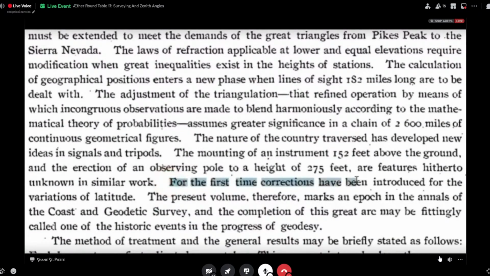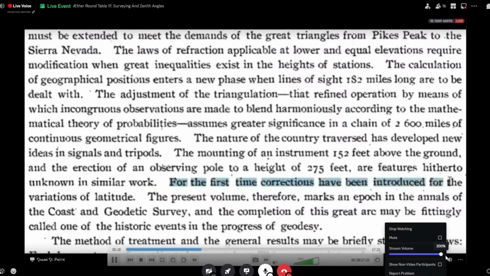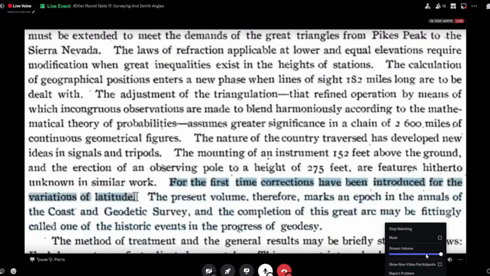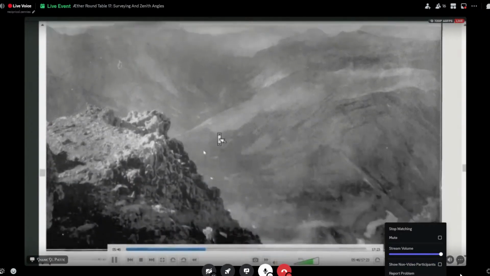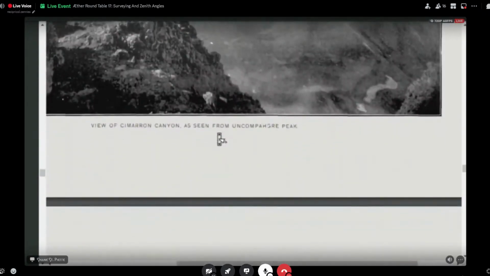For the first time, corrections have been introduced for the variations of latitude, as we said before. So, marks an epoch in the annals of the Geodetic Society. No kidding. Historic events in the progress of geodesy. So, now we're going to adhere to our old... Oh, look. And we're going to use refraction and these giant foggy observations. My God. Look at these things.